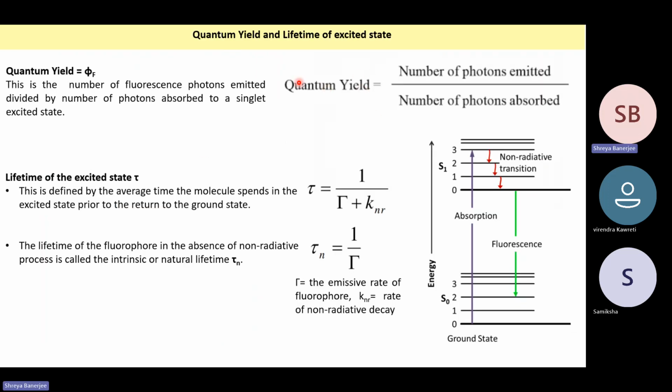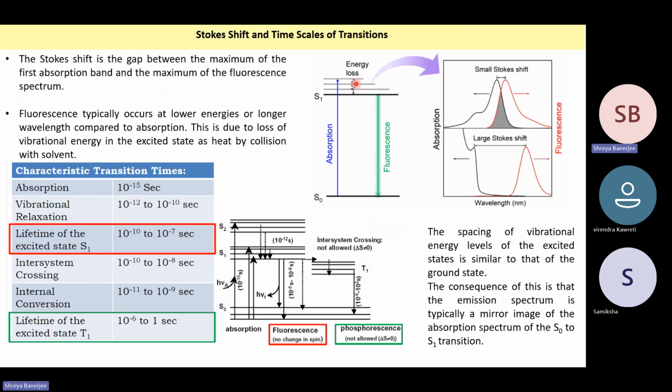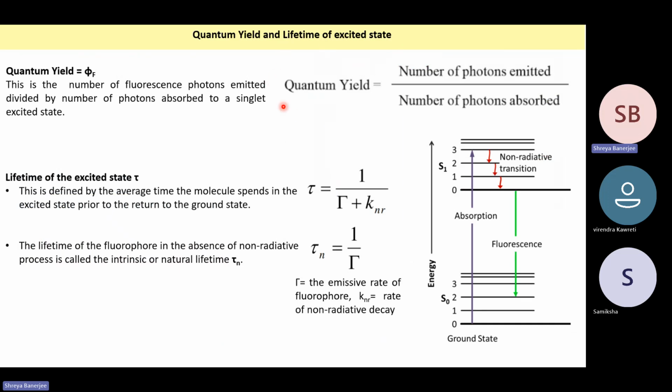There is a term known as quantum yield, which is defined as the ratio of the number of photons emitted to the number of photons absorbed. So if the quantum yield is high, then this energy loss will be low because the ratio of emission to absorption is high. If you have a compound with a high quantum yield, that means it will show very nice fluorescence. And if the quantum yield is low, that is, the number of photons absorbed is high but emitted is low, then the fluorescence will also be low. And there is another term that is defined, which is called the lifetime.